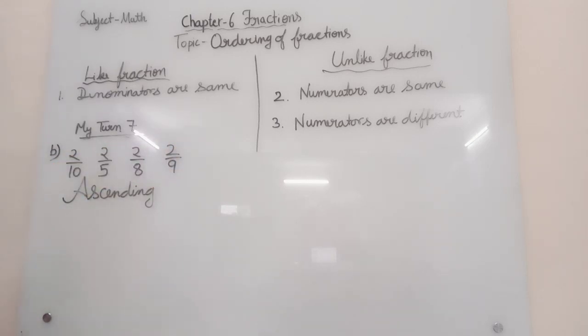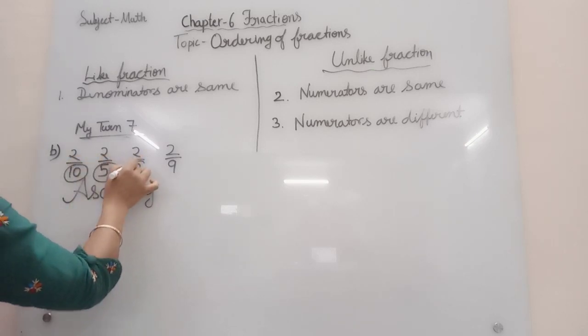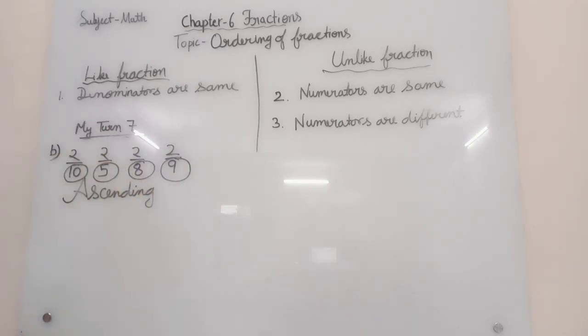Numerators are same. This time what will we do? We will compare the denominators. But how will we compare? This time we will not do the normal comparison. It will be a reverse comparison. Reverse comparison means the number which is bigger here will be your smallest fraction. Which is the greater number here? 10. So 2 by 10 will be your smallest fraction. First I am writing 2 by 10. This is the smallest one.